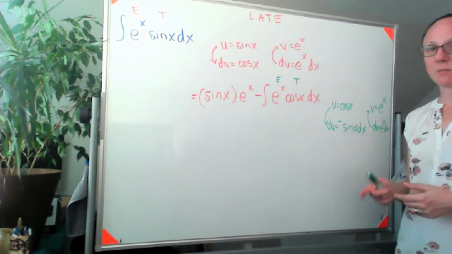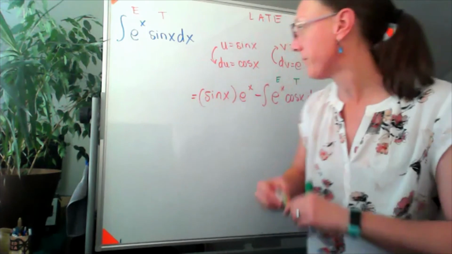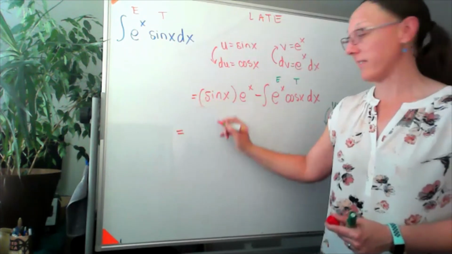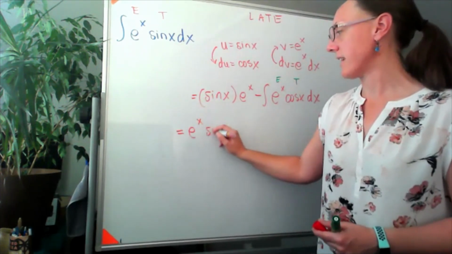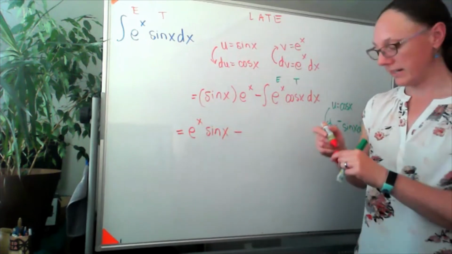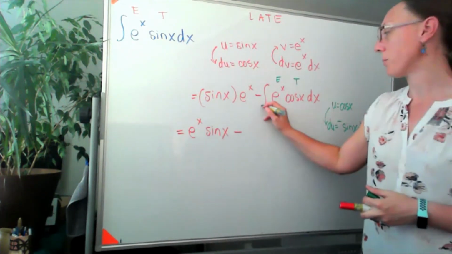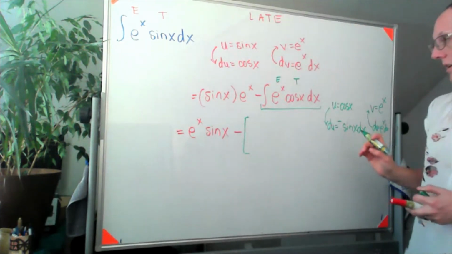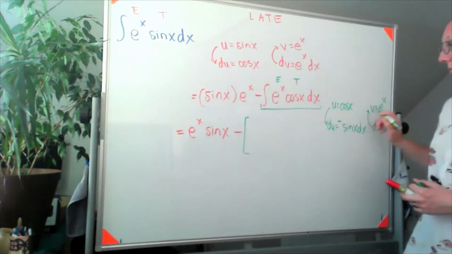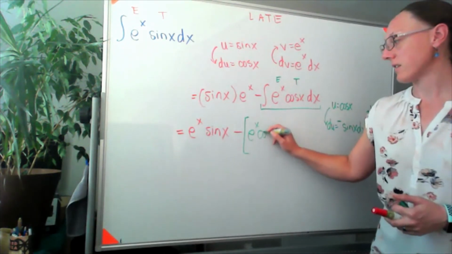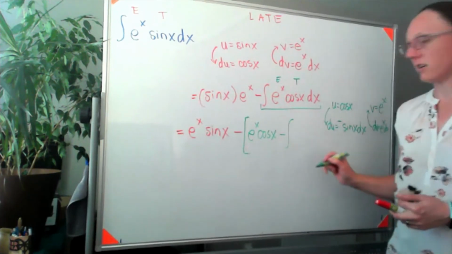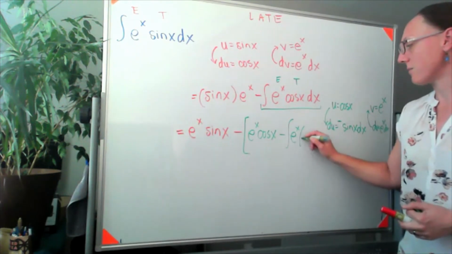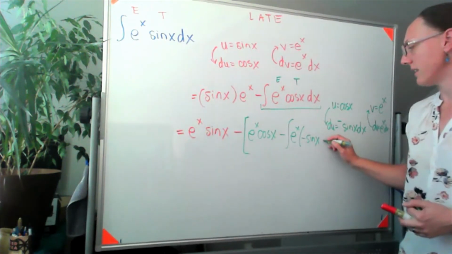Just like we did on that previous problem, I'm going to rewrite this. I'm just going to swap the order so that I don't need the parentheses anymore, and write that as e to the x sine of x minus, and then, just like on the other problem, I'm replacing everything inside of that integral with u times v, so e to the x cosine x, minus the integral of v du, so e to the x times negative sine of x dx.